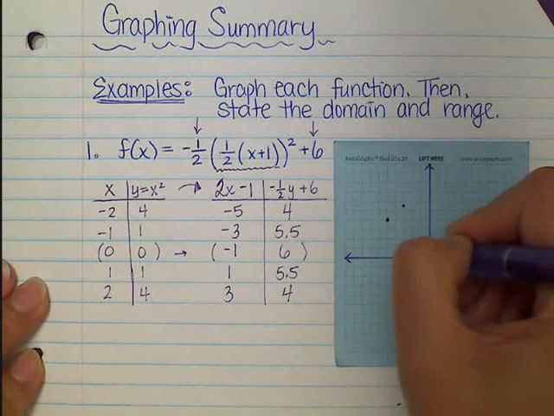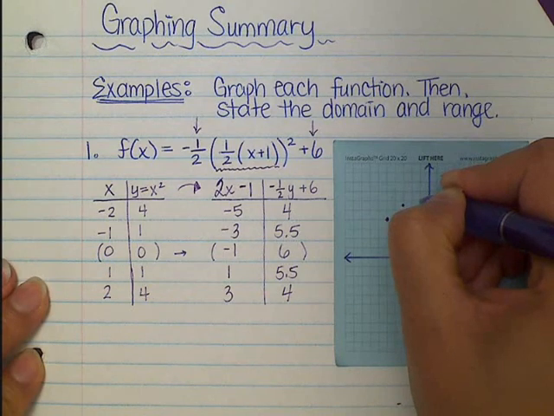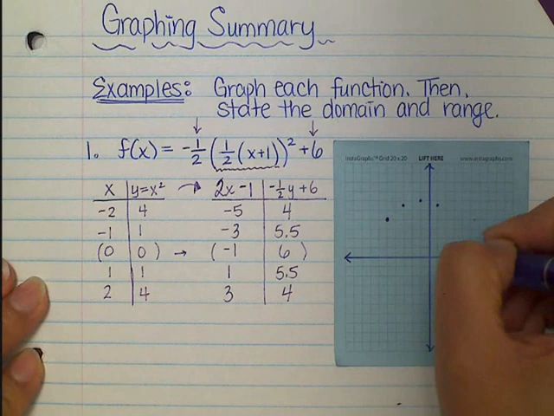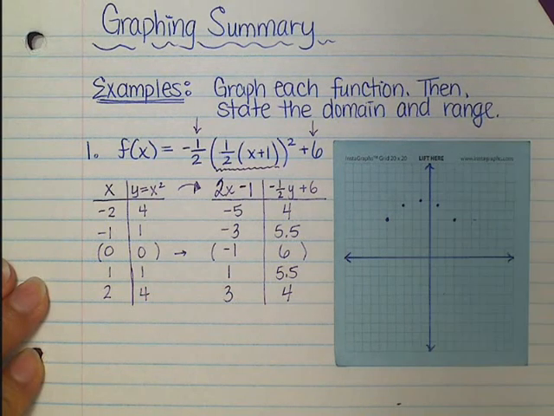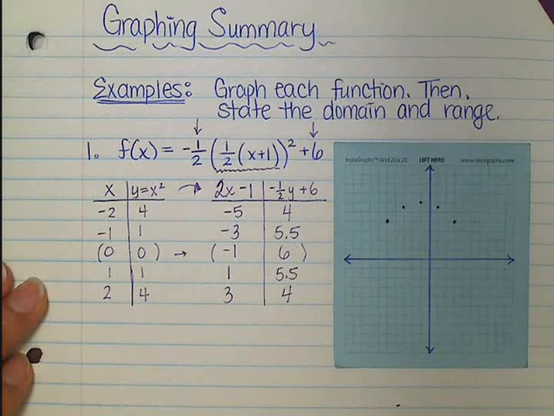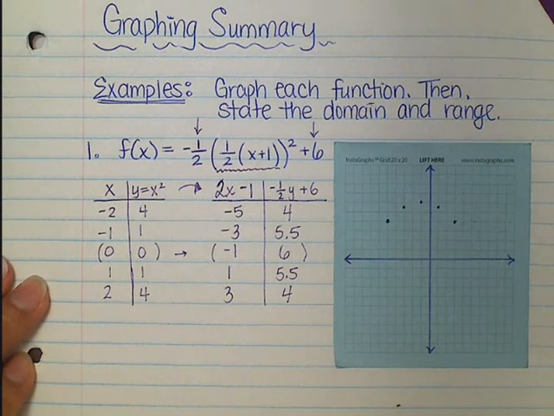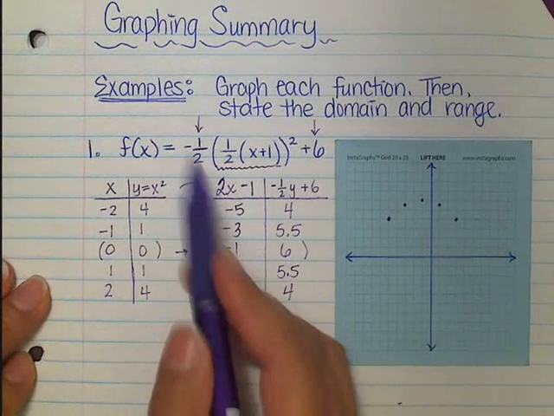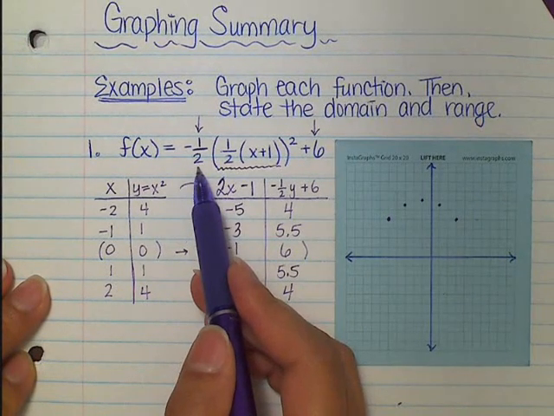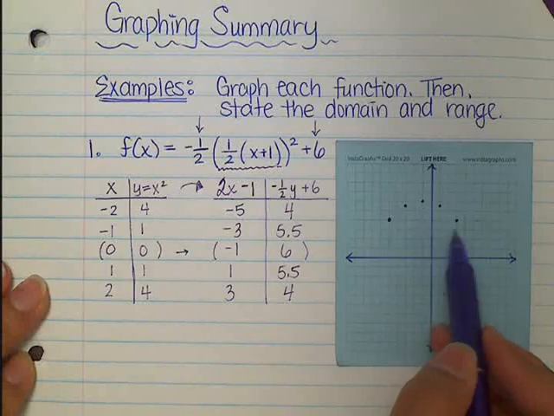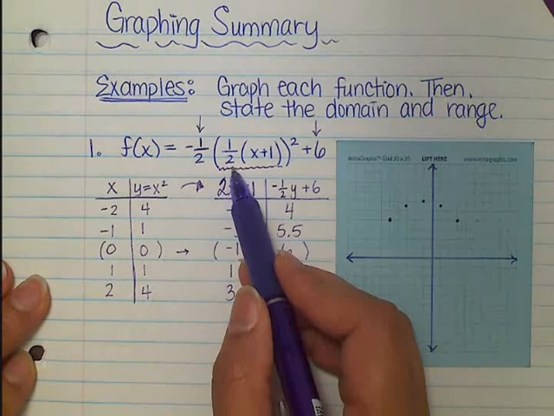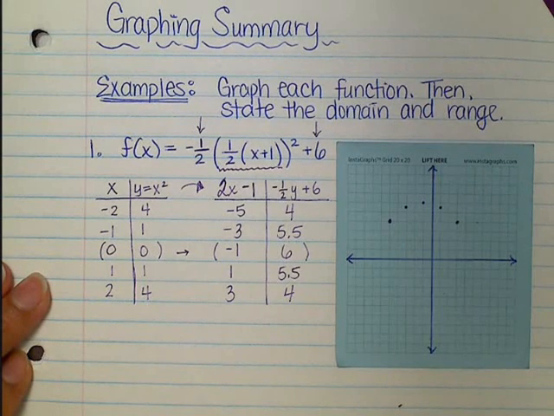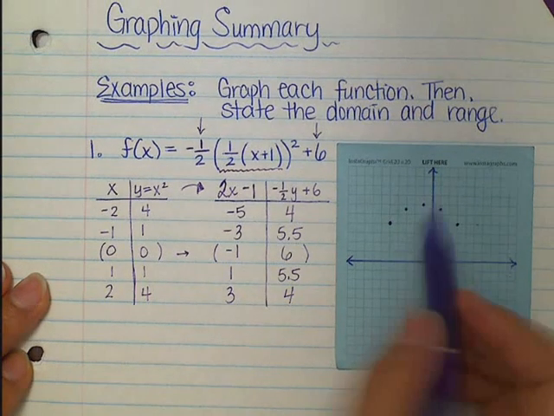And I'm going to continue to plot the points. And what you'll notice is a very short but very wide graph. Okay? The graph is fairly short because the graph has been vertically compressed by a factor of a half. And you'll notice that the graph is very wide because the graph has been horizontally stretched by a factor of 2. So those are some quick ways for you to verify that what you've graphed is correct.